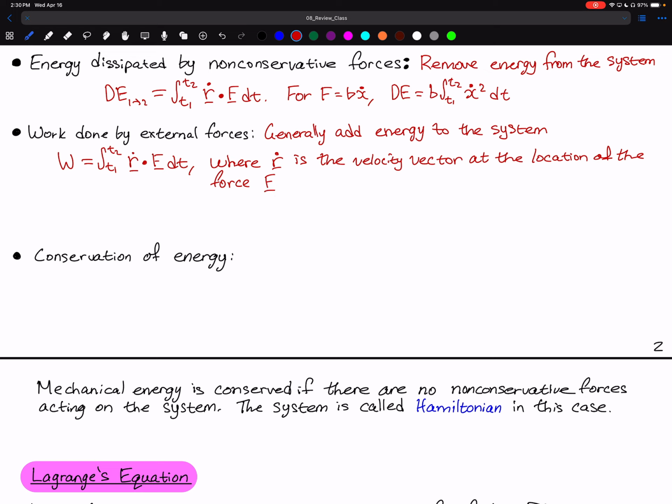And so for our external force that I wrote way up above, when we were looking at the equation of motion, the work done by that external force would be equal to the integral. W will be equal to the integral from t1 to t2 of x dot times P times the sine of omega t dt. And again, this is something we would generally compute numerically in practice.